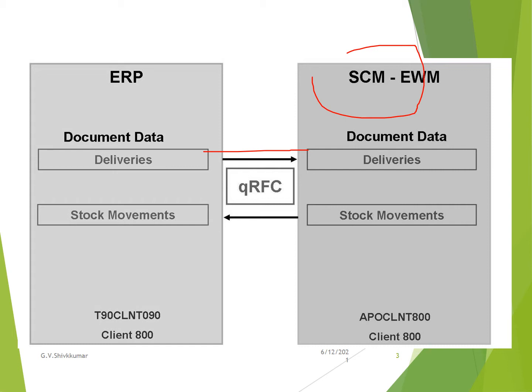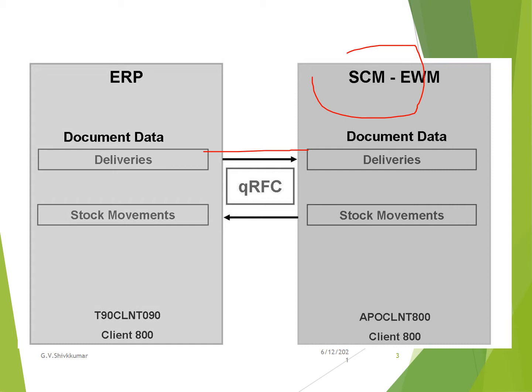The stock movements also are transferred through the qRFC, and stock data will be updated. Normally the ERP stock data and EWM stock data should be matched. These issues come up in live EWM projects. If there is an integration with the ERP, a mismatch of ERP and EWM stocks can happen. At that time, we need to adjust the stocks, correct the stock differences between the two systems, and make the stock quantity equal in both systems.